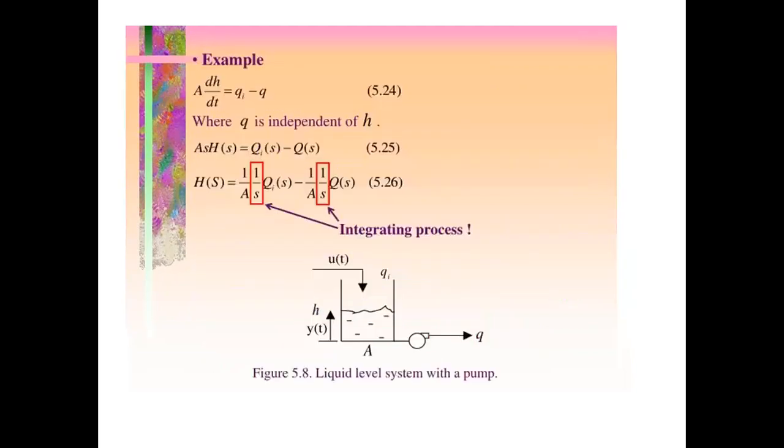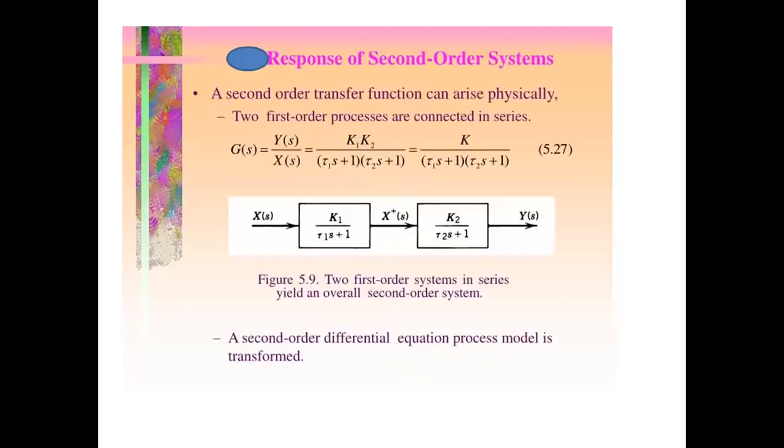For example, we will have A dh/dt equivalent to qi minus q, and q is independent of h, and A s H(s) is equivalent to Qi(s) minus Q(s), where H(s) is equivalent to 1/A times 1/s of Qi(s) minus 1/A times 1/s of Q(s), an integrating process. So the liquid level system with the pump is defined as an integrating process. The next thing, we have to define the response of a second order system.